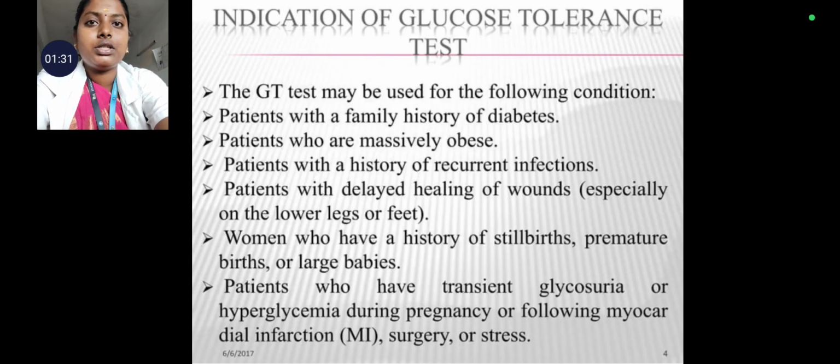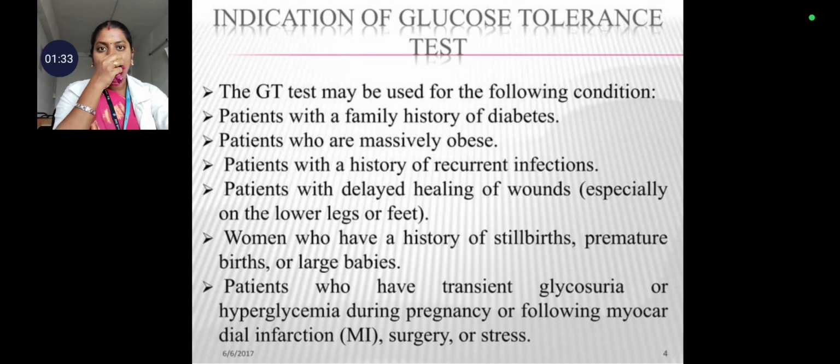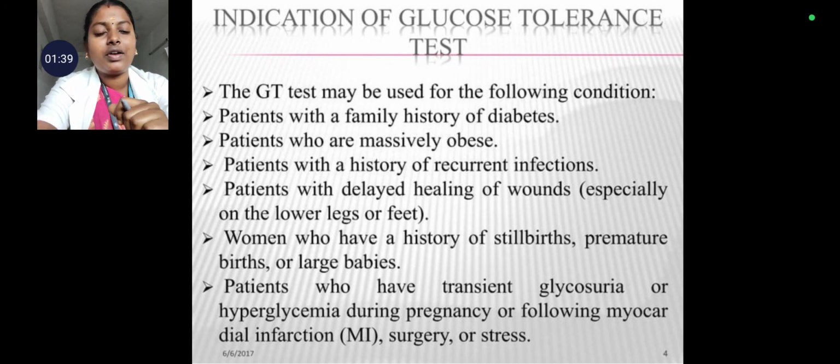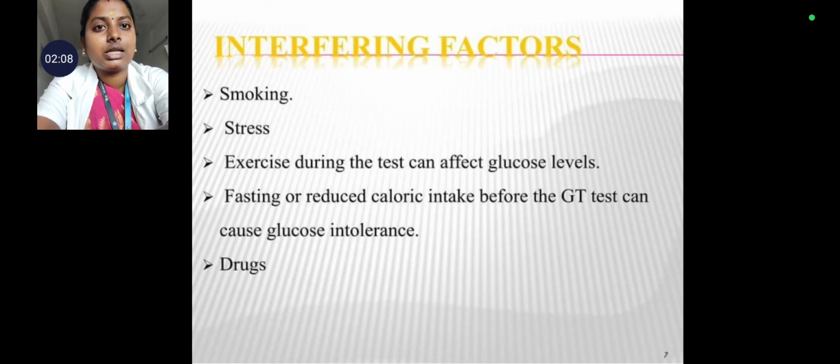So coming to the indications of glucose tolerance test. The glucose tolerance test may be used for the following conditions. The patients who have a family history of diabetes and who are massively obese, and who have recurrent infections, or if the patient has delayed wound healing, especially in the lower legs or feet, and the women who have histories of stillbirths, premature births, or large babies, and patients who have glycosuria, that is the glucose is elevated in the urine, or hyperglycemia during pregnancy, or myocardial infarction, or who may undergo surgery or stress condition.